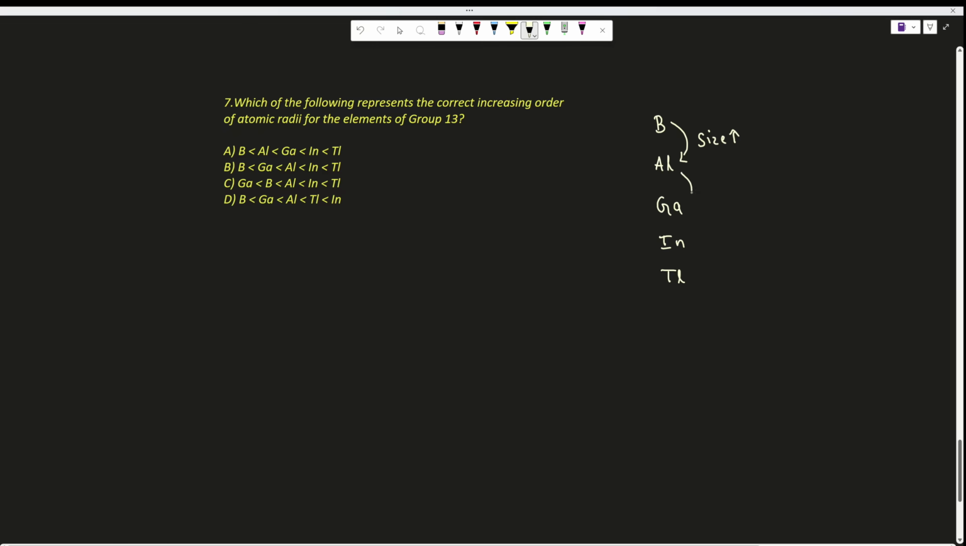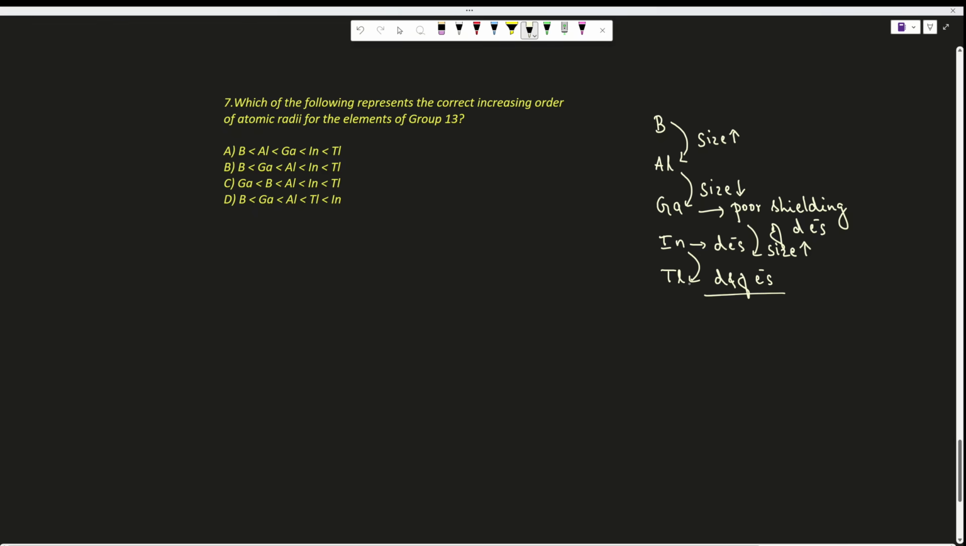But when you go to gallium, size will decrease because of what? Poor shielding of d electrons. Then when you come to indium, again it is d electrons, same as gallium. So what happens is size will increase, the normal trend. Then when you go from indium to thallium, actually here you have d and f electrons. Both are poor shielders.